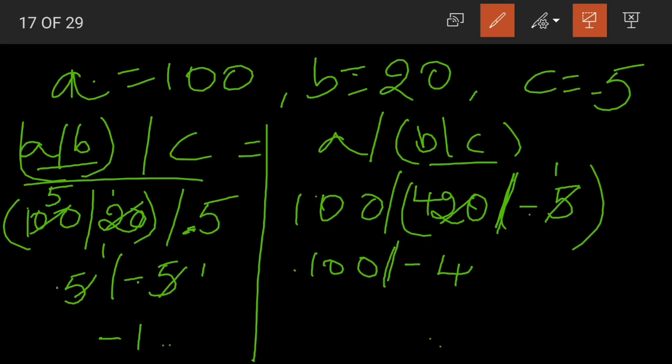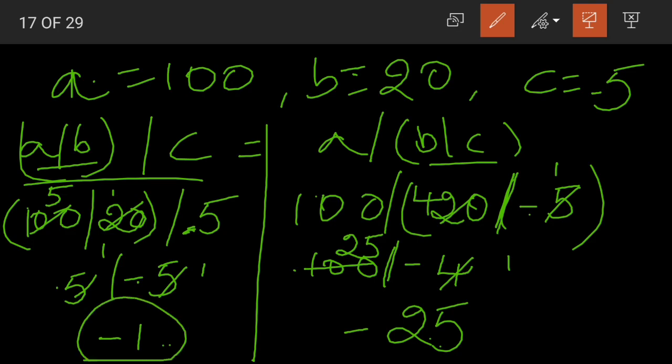Again, 100 divided by minus 4. One is positive and the other is negative, so the answer will be negative. What is the answer of 100 divided by 4? 4 25s are 100. So the answer of RHS is minus 25. Look at this. LHS is minus 1, RHS is minus 25. LHS is not equal to RHS.